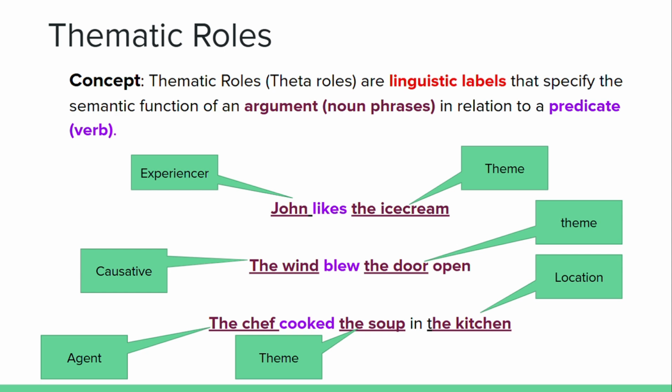Let's look at the third sentence. The chef cooked the soup in the kitchen. Here, the subject, the chef, as a noun phrase, is assigned the semantic role of agent. The object, the soup, as a noun phrase, is assigned the semantic role of theme. And the prepositional phrase, the kitchen, as the noun phrase, is assigned the semantic role of location.